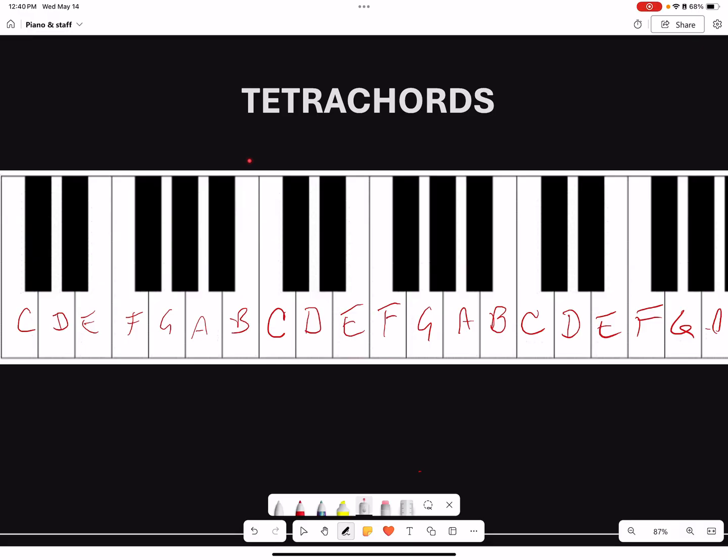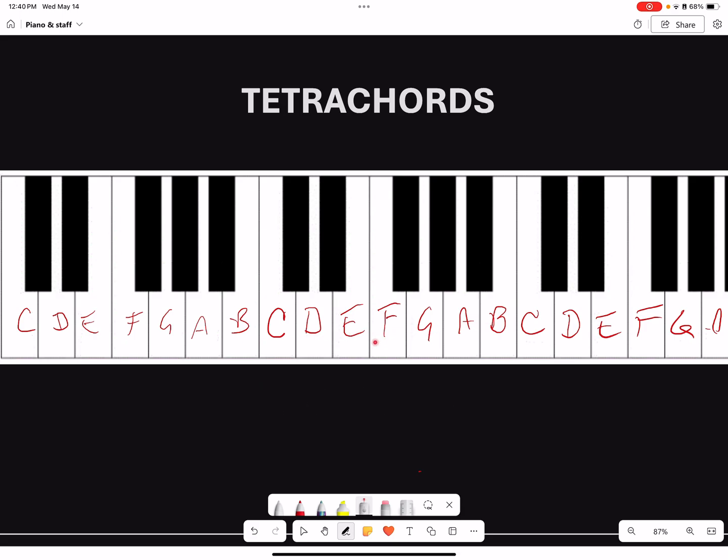What about these sharp and flat keys up here? These black keys are sharps and flats. They are the accidentals. So anytime you have a note that's sharp or flat, you're going to find that note on one of these black keys. The white keys are all the natural notes. That's why we haven't written sharp or flat down here anywhere.